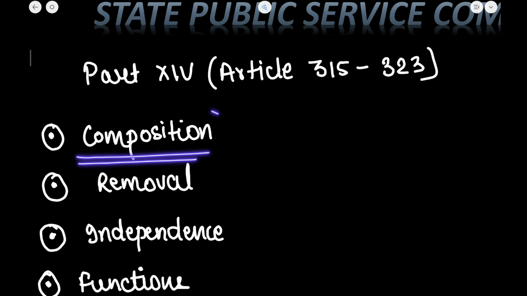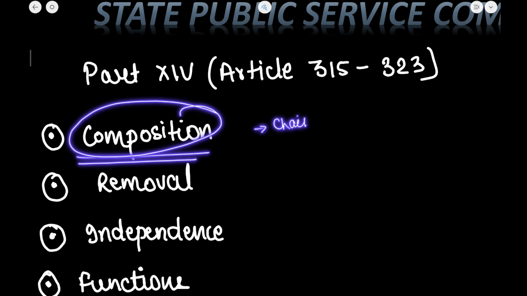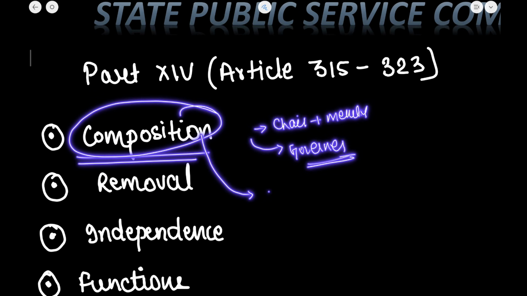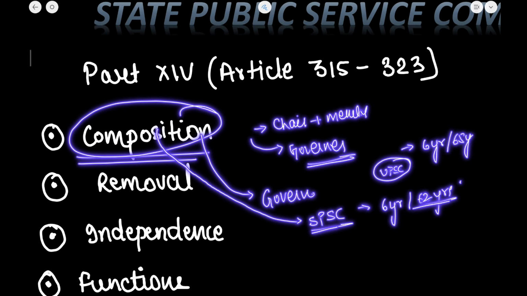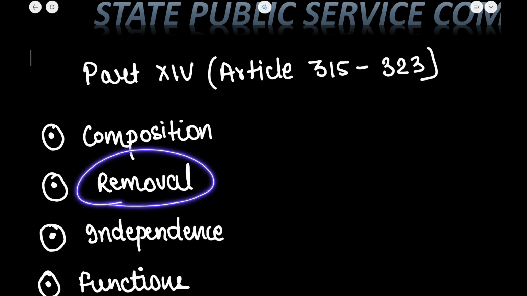So if I talk about the composition, the chairman as well as the members of the State Public Service Commission are to be appointed by the governor of that state. All the rules and regulations regarding the appointments are to be made by the governor. Now, an important fact here to know is, I have mentioned that in the case of UPSC, the tenure is 6 years or age 65 years. But in the case of State Public Service Commission, the tenure of the office is 6 years or age 62 years, whichever is earlier.